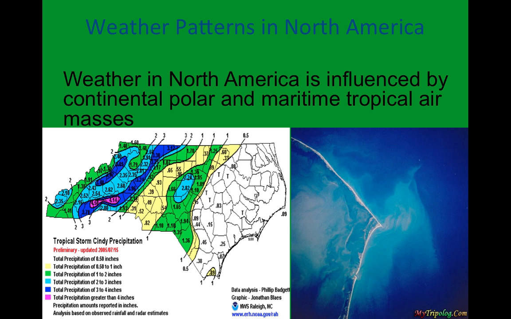And then we can see that weather patterns in North America are mainly influenced by either continental polar air masses or maritime tropical air masses. So most of our weather systems are going to be influenced by those.